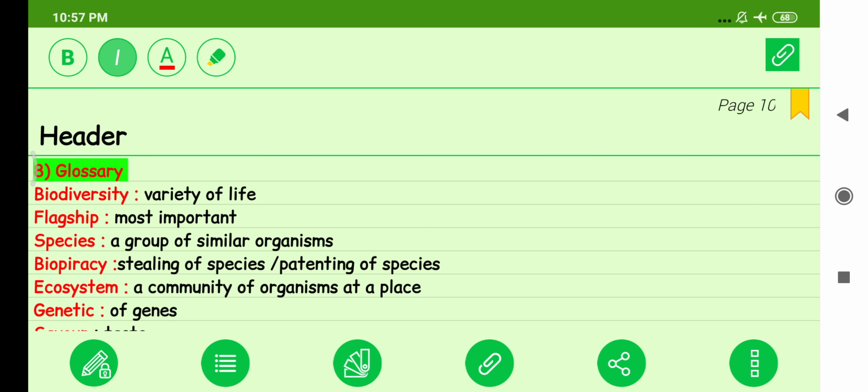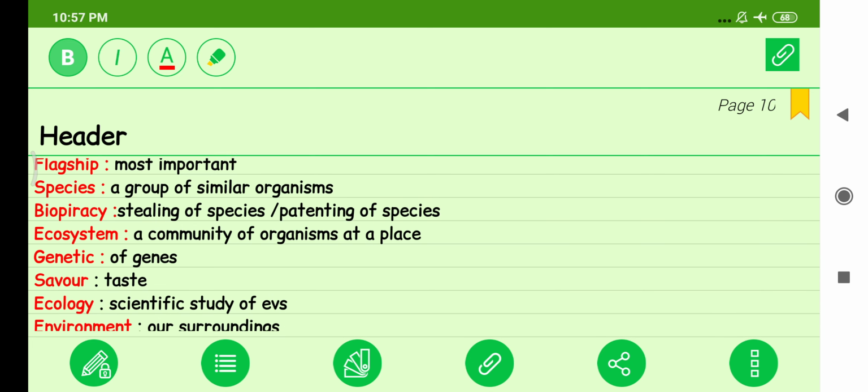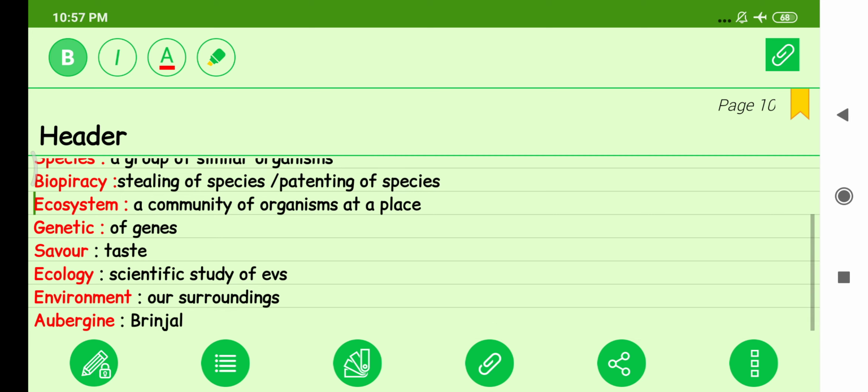Then a glossary, certain terms have been used. The first term is biodiversity. Already you know it. Variety of life. Flagship means most important species, a group of similar organisms. Biopiracy means patenting of species or stealing of species. Ecosystem is a community of organisms at a place. Genetic means of genes. Savor means to taste. Ecology means scientific study of environment. Environment means our surroundings. Aubergine means brinjal.